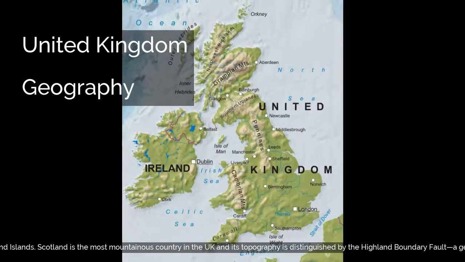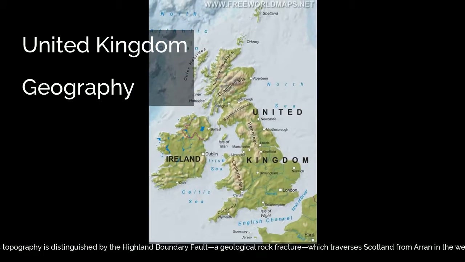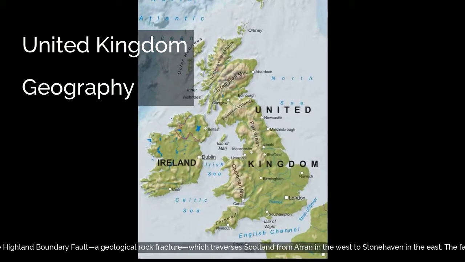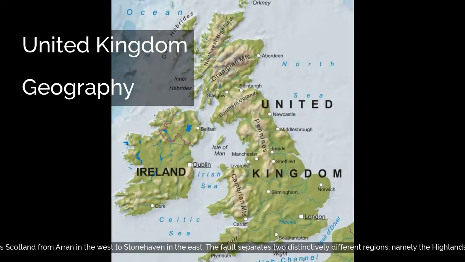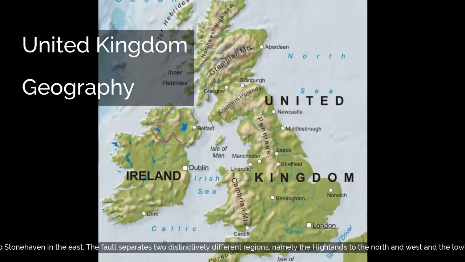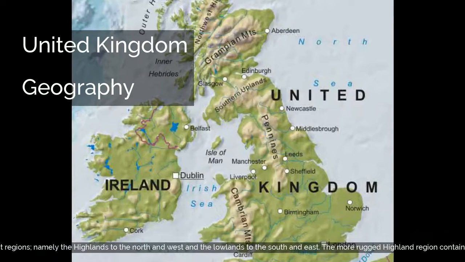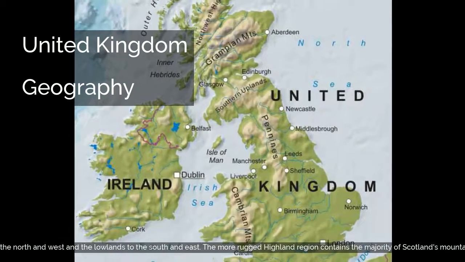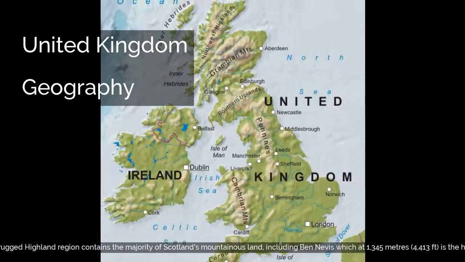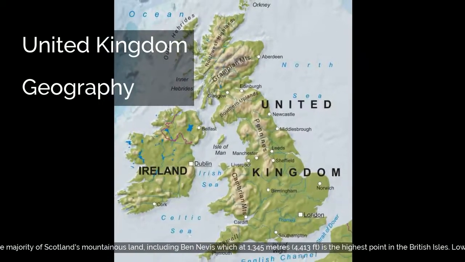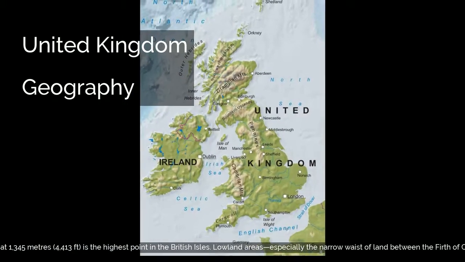Scotland is the most mountainous country in the UK, and its topography is distinguished by the Highland Boundary Fault, a geological rock fracture, which traverses Scotland from Arran in the west to Stonehaven in the east. The fault separates two distinctively different regions, namely the Highlands to the north and west and the Lowlands to the south and east. The more rugged Highland region contains the majority of Scotland's mountainous land, including Ben Nevis, which at 1,345 meters, 4,413 feet, is the highest point in the British Isles.